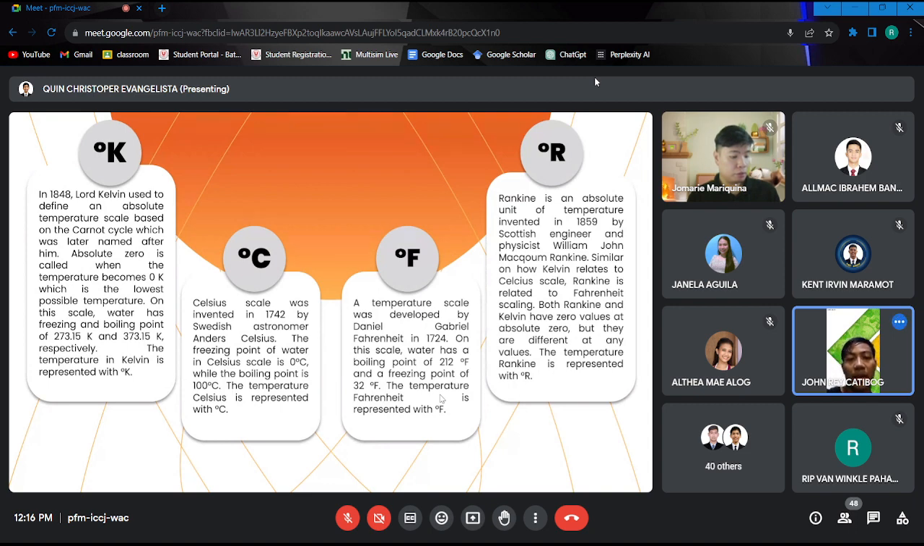273.15 Kelvin and 373.15 Kelvin, respectively. The temperature in Kelvin is represented with the degree Kelvin.